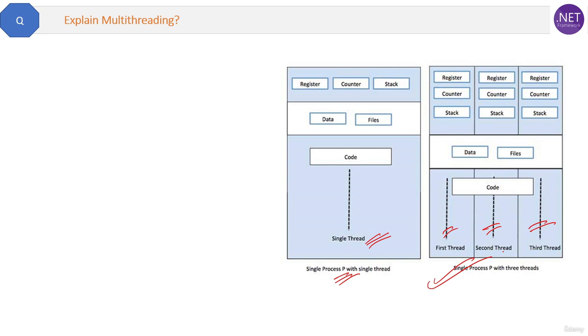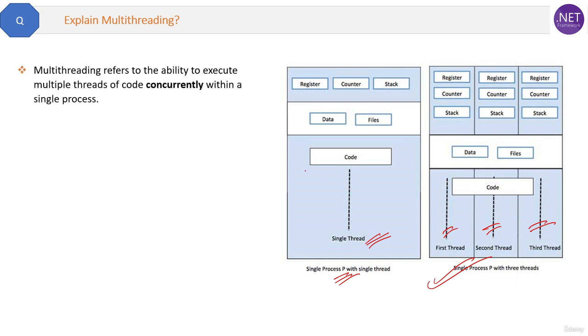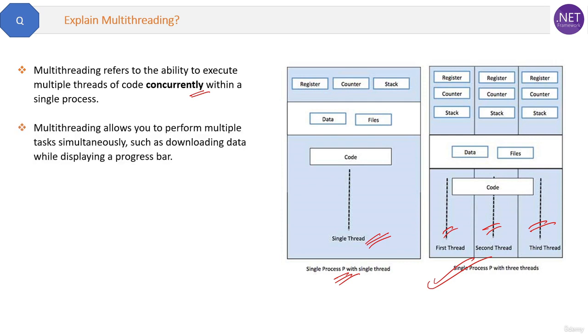So the definition is, multi-threading refers to the ability to execute multiple threads of code concurrently within a single process. The benefit of multi-threading is that it allows you to perform multiple tasks simultaneously, such as downloading data while displaying a progress bar in your application. That is all together, right?